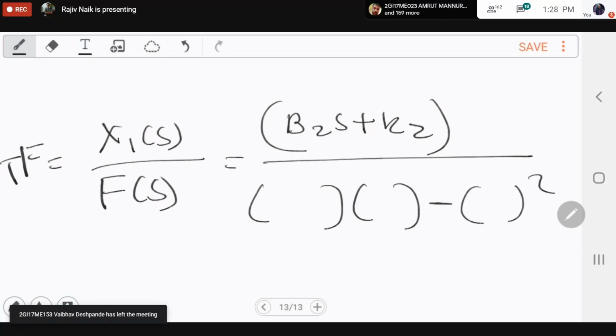Similarly, you can do it for x2 also. If you want to do it for x2, the same determinant has to be repeated. Determinant doesn't change, it will remain the same. In the numerator, you have to first write the coefficient of x1, and after that you have to write the right hand side of the equation. Then you will come to know only the numerator term of the transfer function will change. It will become equal to m1s square plus k1 plus k2 plus b2s. That will be in the numerator, and the denominator remains the same.